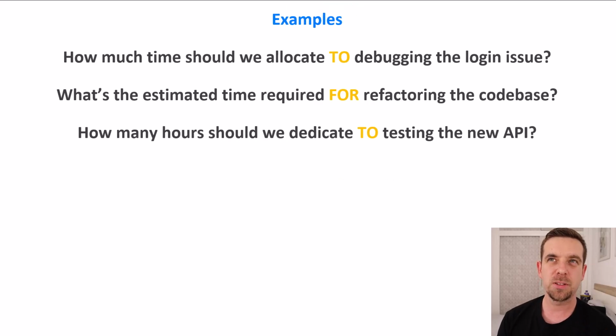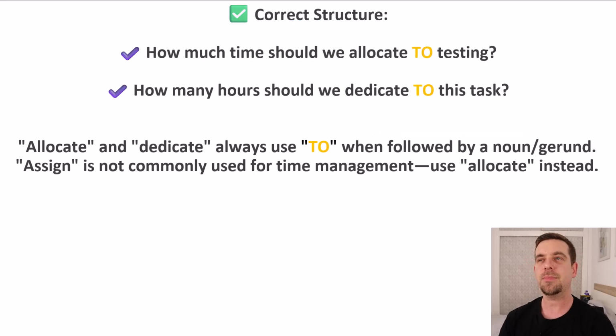So some examples. How much time should we allocate to debugging the login issue? What's the estimated time required for refactoring the code base? How many hours should we dedicate to testing the new API? So when you're using allocate to, dedicate to, or required for, you're using a preposition before a verb.